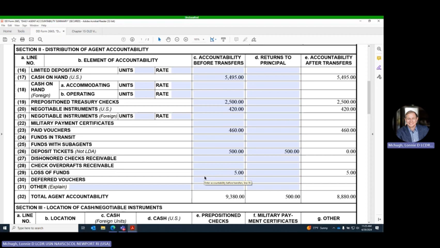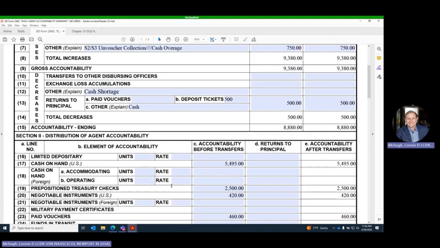Deferred vouchers is no longer used by the DoD, and other is not currently used unless prescribed to you by your field examination group. So this is probably where they would have you work out any unique scenarios. And that covers section 1 and section 2.